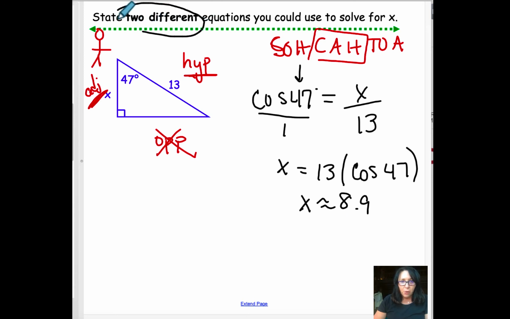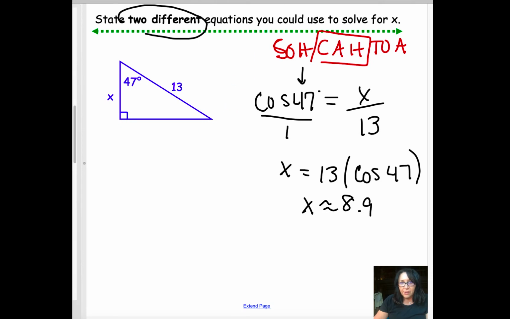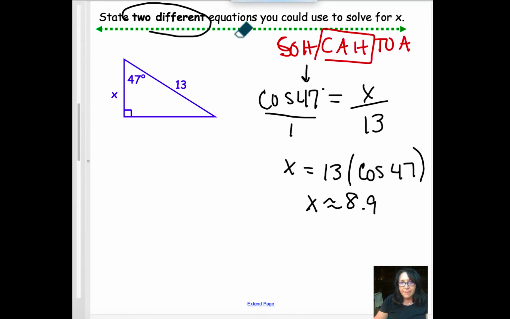And that being said, now what we're going to do is, this is asking me to state two different equations. So now I'm going to remove myself from that side. Okay, and now I'm going to put myself over at this other angle down here. All right, so now I'm going to put myself here, okay?